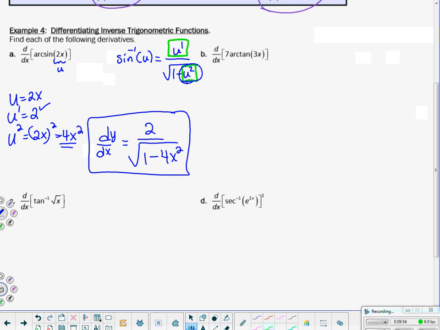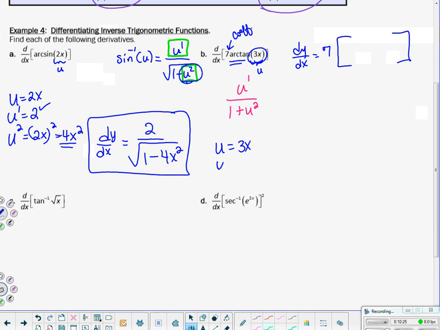Arctangent, we've got a 7, arctan 3x, this is my u, this is just a coefficient, a multiplier, so we can leave that hanging out there. I get dy dx equals 7 times whatever the pattern is for arctan. Arctan's pattern, look up above, you'll see it's u prime over 1 plus u squared. And we said our u, we can identify here as 3x. I'm going to need its derivative. So u prime is 3, and u squared is 9x squared.